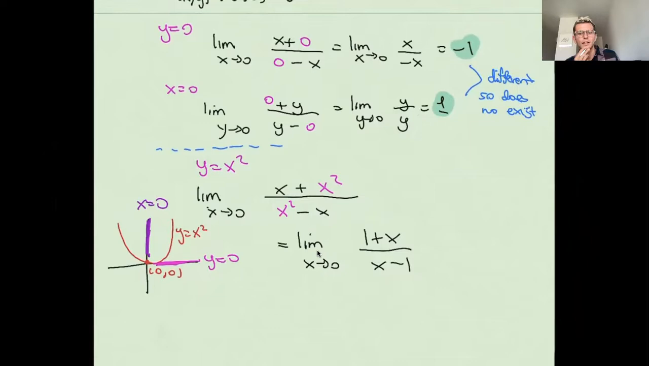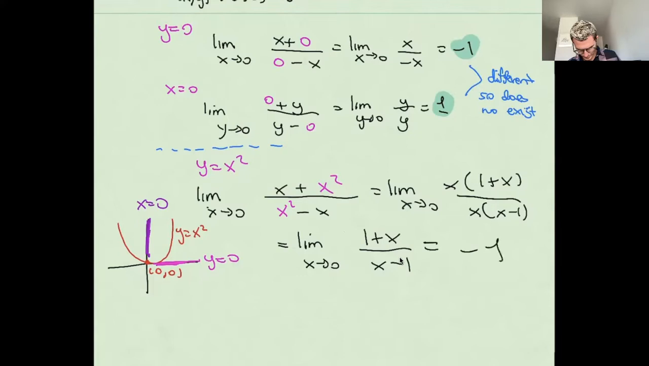Wait, why is that one again? Please explain. Oh, this one. Why there's a one here? Yeah. I'm just factorizing an x in the numerator and an x in the denominator, and the x cancels out. Right, and so then the x's cancel out. Is that okay? And then this limit actually gives you -1, right?